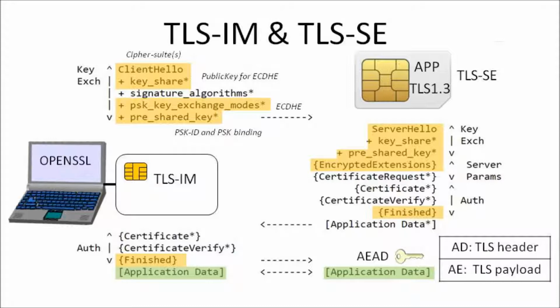The main target is to realize perfect forward secrecy, PFS, thanks to Diffie-Hellman exchange over elliptic curve, ECDHE. This exchange is authenticated either by X509 certificates and signed message with private keys, or by HMAC procedures using symmetric secrets, that's to say, pre-shared key, PSK.